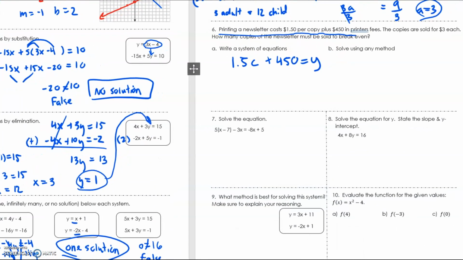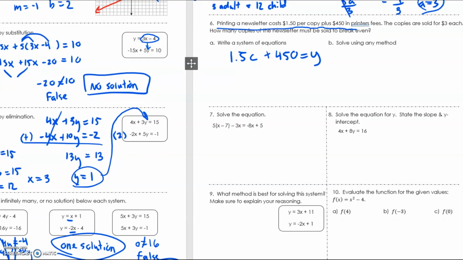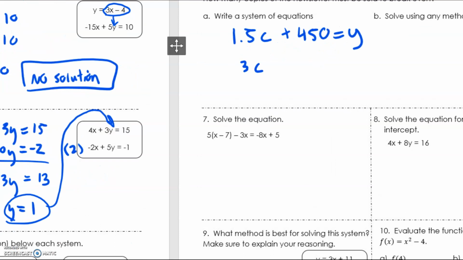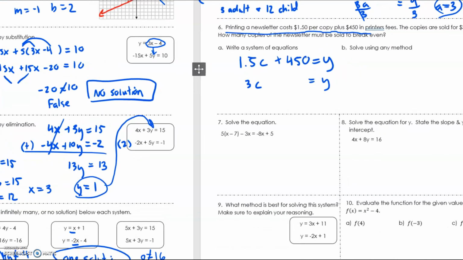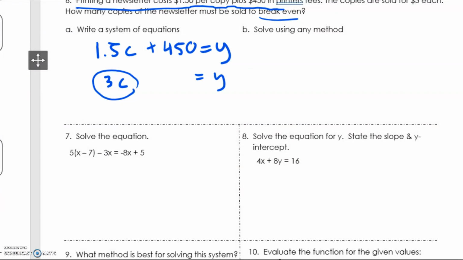And then my other one is the copies are sold for $3 each. There's no extra fees with that. Each copy is $3. So $3 per copy is equal to my total cost. Here's my system. We're asked when they would break even. That means when would the costs be the same. So we could set these equal to each other and figure out when the cost would be the same. Think of it as a substitution problem. I can take this 3C and plug it in for that Y and set them equal.